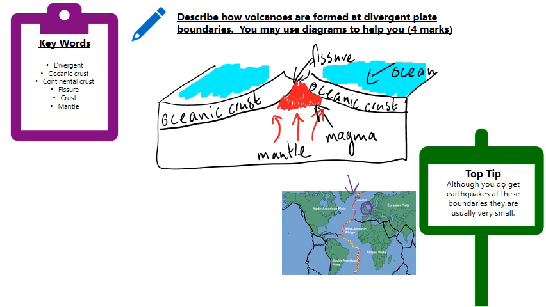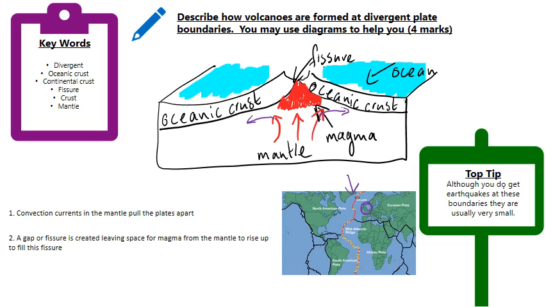So if I got this question at the top, so if it says describe or explain how they're formed, what would we write? We'd write something along the lines of convection currents in the mantle pull the plates apart, and I've drawn those convection currents here, I'll draw it in just a different colour, and the convection currents are coming up from the mantle and pulling these plates apart. And then we try and discuss what happens then. A gap, and if you can use it, the term fissure is really good. I've labelled it on the diagram and it's down there on the explanation, is created, leaving a space for the magma from the mantle to rise up, and it fills it.